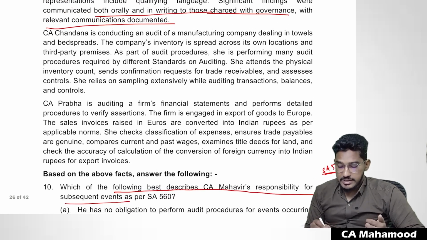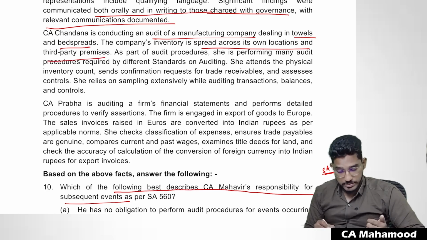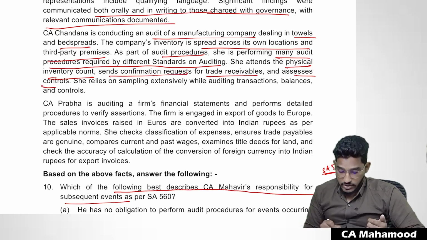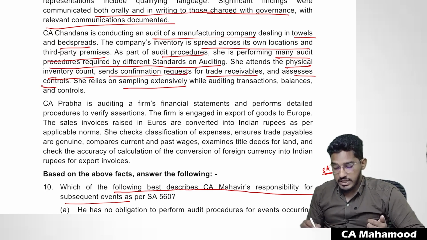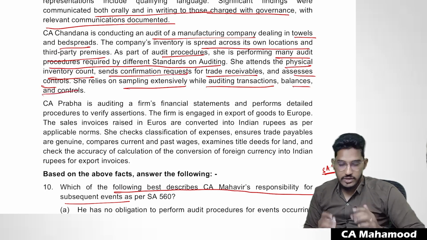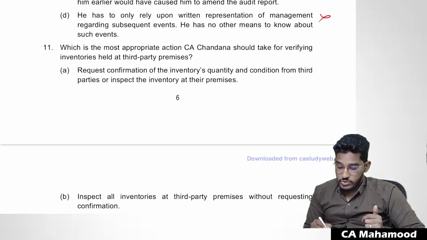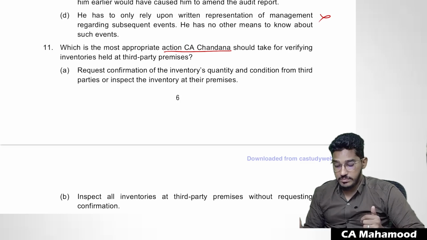Next, CA Chandana is conducting an audit of a manufacturing company dealing in towels and bedspreads. The company's inventory is spread across its own location and third-party premises. As part of audit procedures, she is performing many audit procedures required by different standards on auditing. She attends the physical inventory count, sends confirmation requests for trade receivables, and assesses controls. She relies on sampling extensively while auditing transactions, balances, and controls. Okay, now what is the question out of it? Let us see. What is the most appropriate action CA Chandana should take for verifying inventories held at third parties' premises?